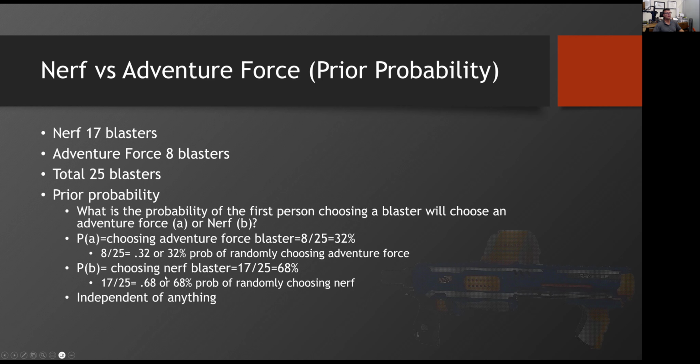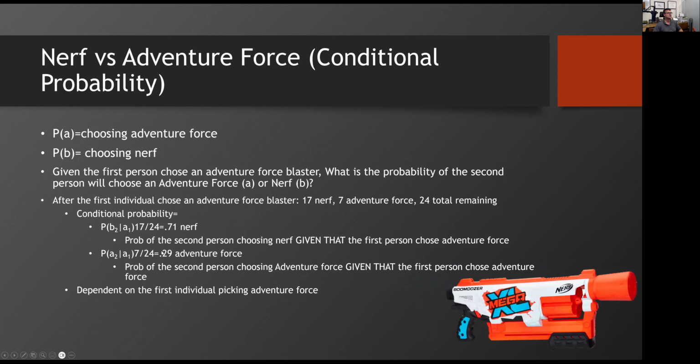And this would be classical probability. Why is it classical? Because it's, once again, the number of successes divided by the total number of possible outcomes or trials. Also, this is independent. There is nothing impacting this individual's choice, nothing affecting it besides that there are 8 Adventure Force blasters and 17 Nerf blasters, and they get to choose. So they've got a 68% chance of choosing one or a 32% chance of choosing the other.